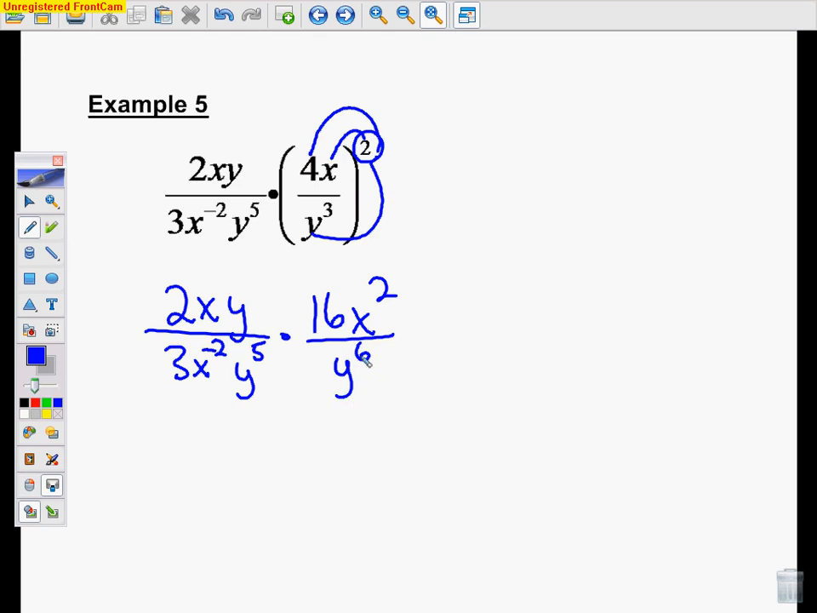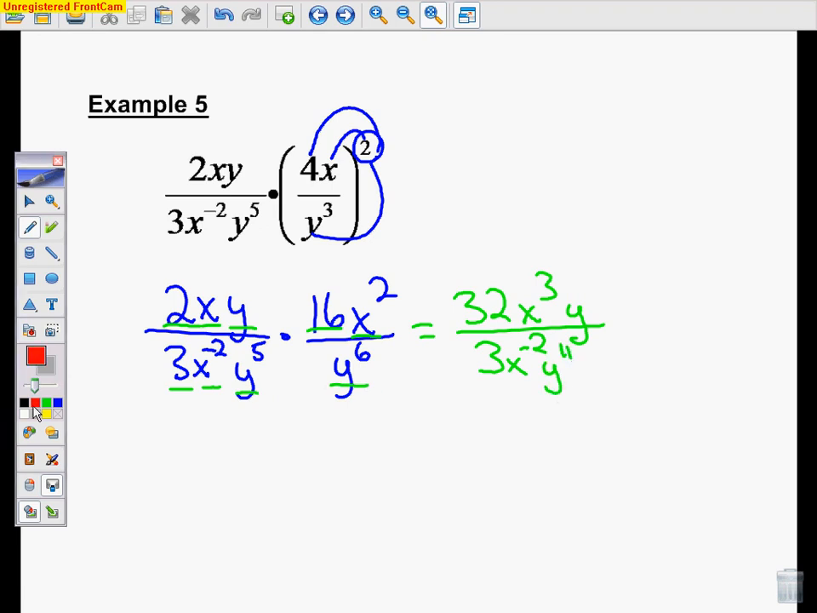Now we're going to go ahead and multiply straight across, just like we did before. 2 times 16, that's 32. X times x squared is x to the 3rd, and we only have this one y here, so we're going to just bring that over. We only have the one coefficient of 3, so we'll bring that over. We just have this x to the negative 2nd, nothing to combine with that. And y to the 5th times y to the 6th, that's y to the 11th. All right, let's simplify. 32 over 3, does that reduce? No, it doesn't. So we're just going to keep it as 32 over 3.